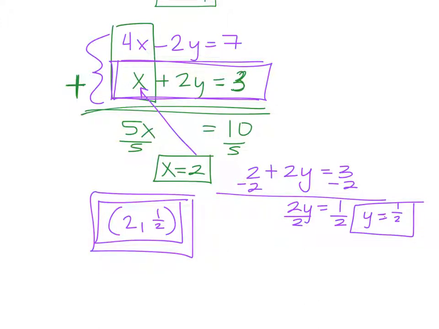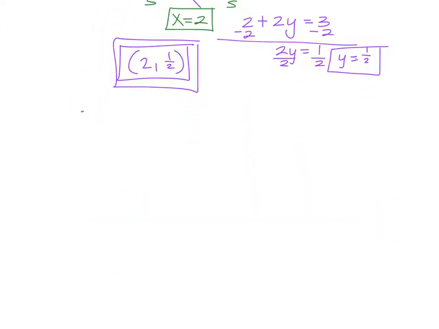Questions on that? All right, take it up a notch. That was B. I don't think I wrote B. This is C. Here is your system. You have negative 2x plus 5y equals negative 2. And you have x minus 3y equals 3.